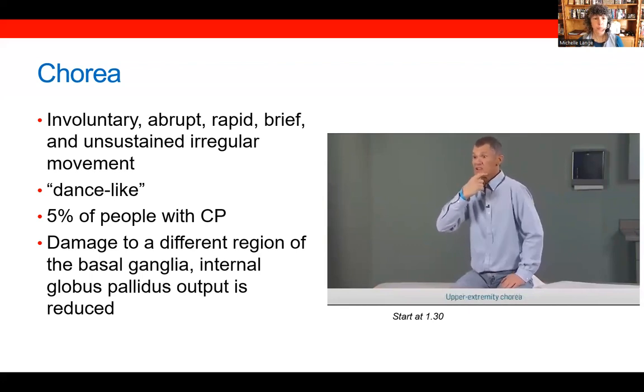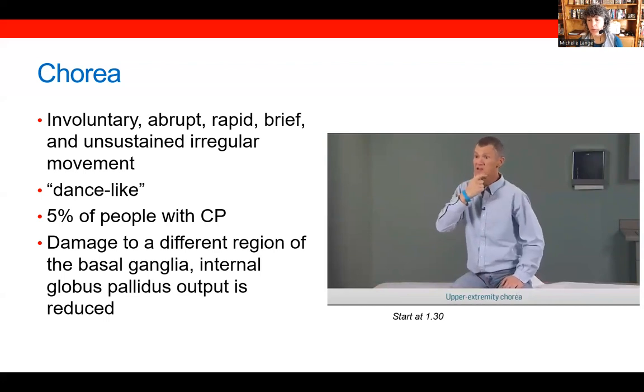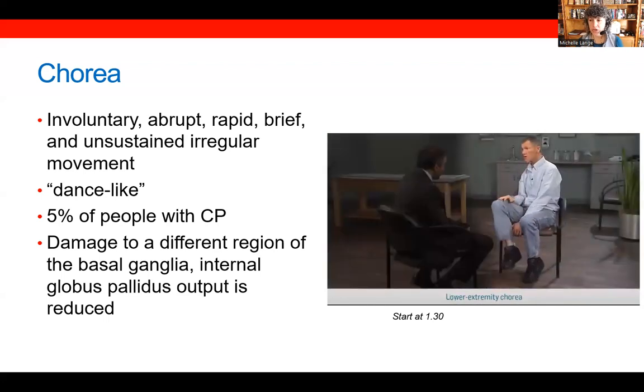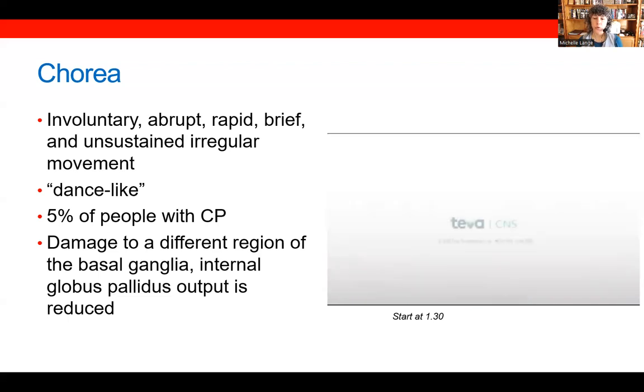5% of people with cerebral palsy have chorea. And again, this can be much, much more common in people who have conditions like Huntington's chorea. And again, that's being demonstrated in this video. So this is thought to be caused by damage to the basal ganglia again, but a different region of the basal ganglia.